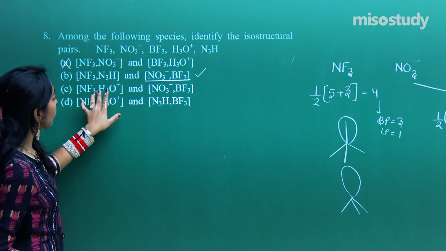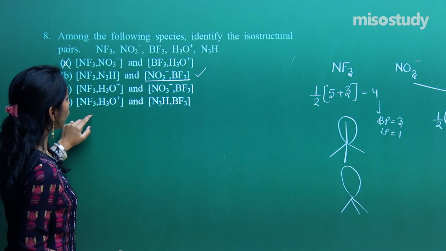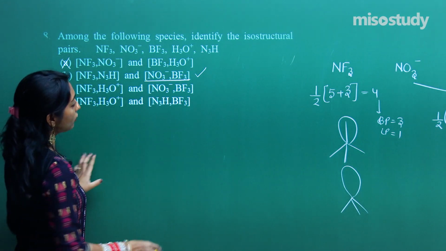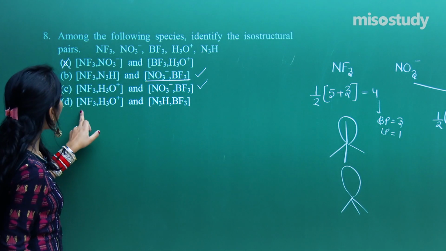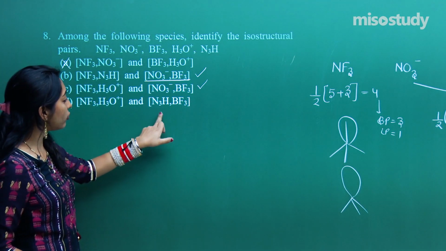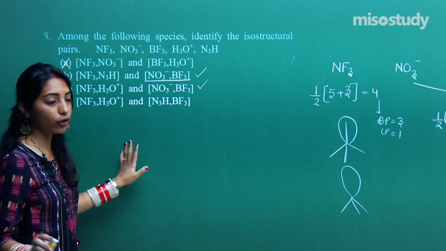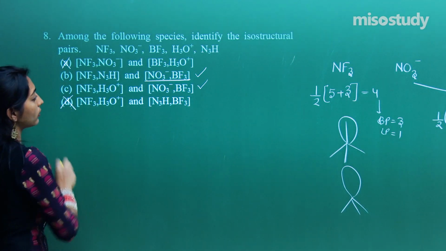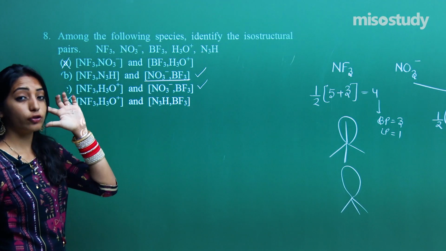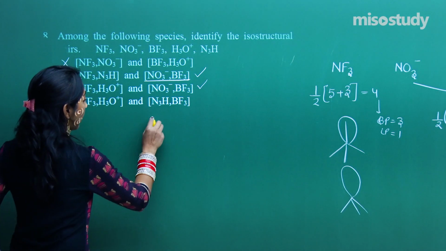Third it says NF3 and H3O plus. Again we have NO3 minus and BF3. So maybe this is also the option because 2 are there, right? Then we have NF3, H3O plus and HN3 and BF3. None of this contains NO3 minus and BF3. So even this cannot be the option. So now finally let's draw the structure of H3O plus.